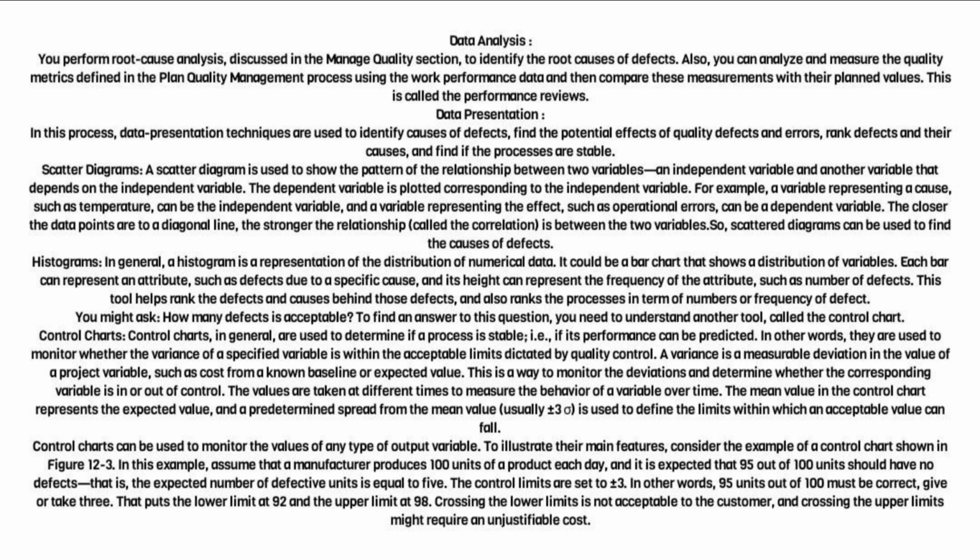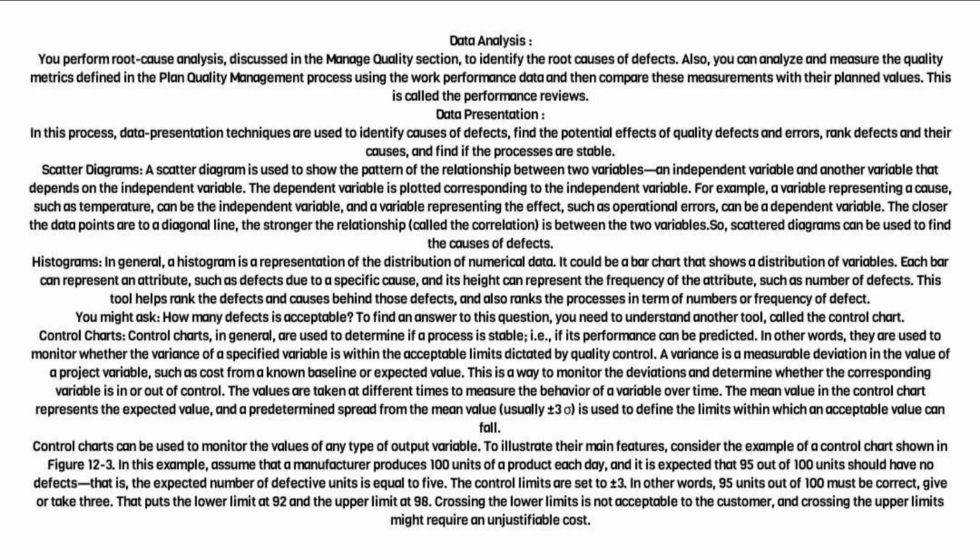This tool helps rank the defects and causes behind those defects, and also ranks the processes in terms of numbers or frequency of defect. You might ask, how many defects is acceptable? To find an answer to this question, you need to understand another tool, called the control chart.